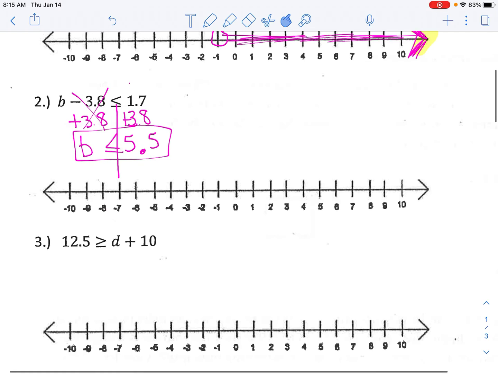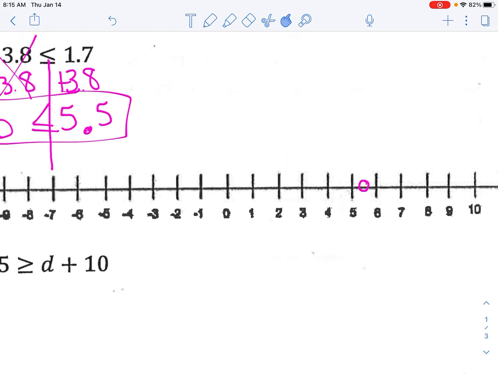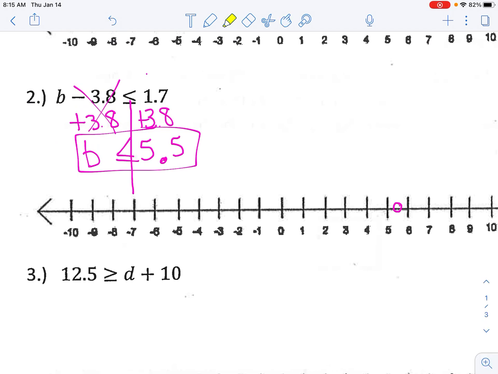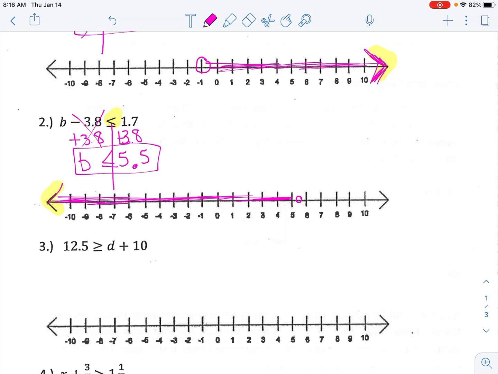Now we need to graph. I'm going to find 5 5/10, so that would be 5 1/2. I'm going to zoom in here. 5 1/2 would be right there. Look at the way that your less than sign points. That points to the left, so we're going to darken this arrow down here to the left. We're going to fill in all of these numbers to the left of 5 1/2, and darken the arrow. Now we're going to decide if that's going to be open or closed. It's going to be closed because we can include 5 1/2 as a solution.